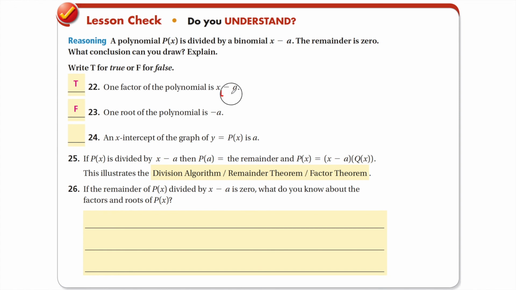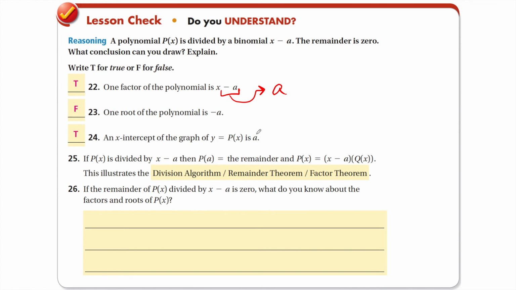Because this says minus a, that would mean that the opposite would actually end up being a positive a. And the root, or solution, is always the opposite of the factor. And last but not least, an x-intercept of the graph of y equals p sub x is at the positive a, which means it's at its solution, which is true.